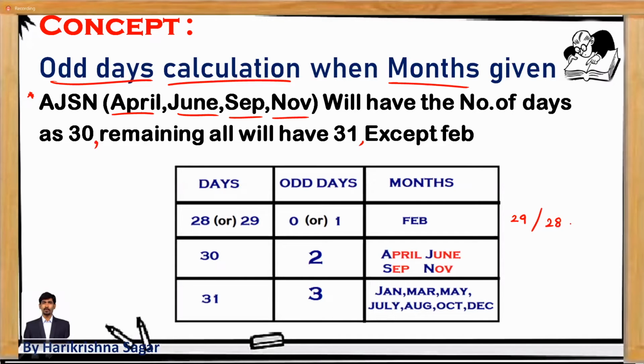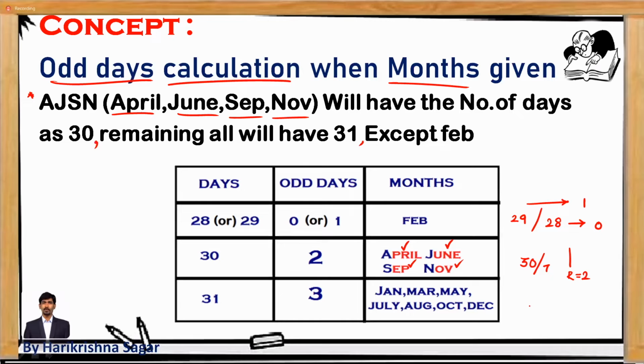If it is 28 days, the number of odd days is going to be 0. If it is 29 days, the number of odd days is going to be 1. Similarly, for the remaining AJSN, A indicates April, J indicates June, S indicates September, N indicates November, they have 30 days. In 30 divided by 7, 7 fours are 28, we are left with a remainder of 2. This 2 indicates the number of odd days. So 30 days will have 2 odd days.